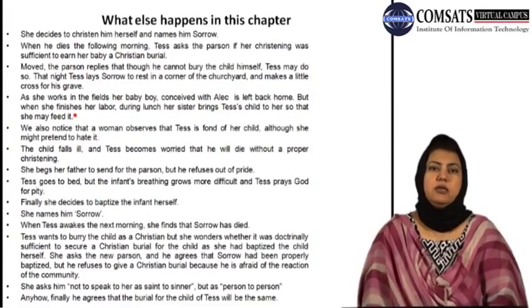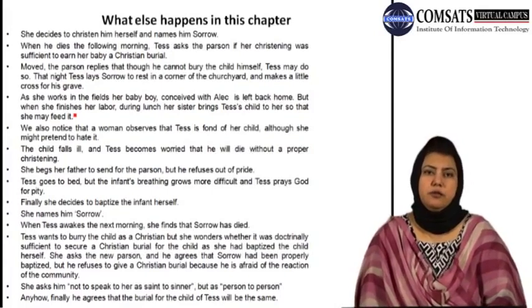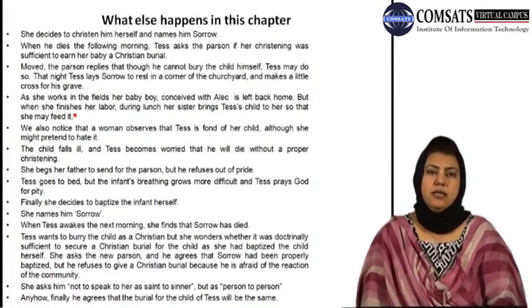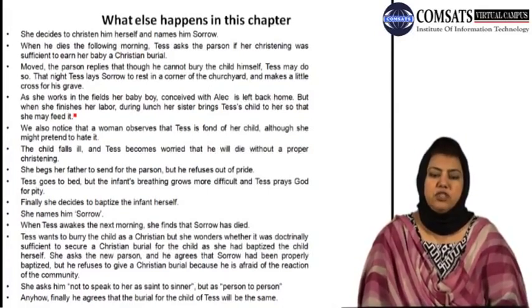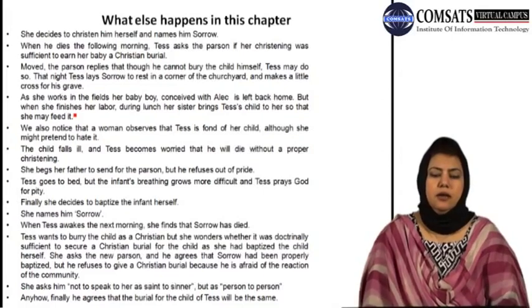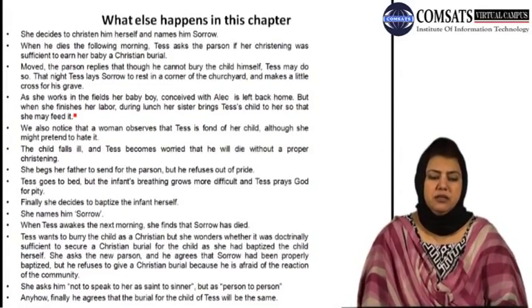Actually, what we notice about her is that before the death of her child, when the child was ill and while she was working in the fields, she would leave the child home, and as she would finish her labor during lunch, her sister would bring the child to her so that she may feed it.